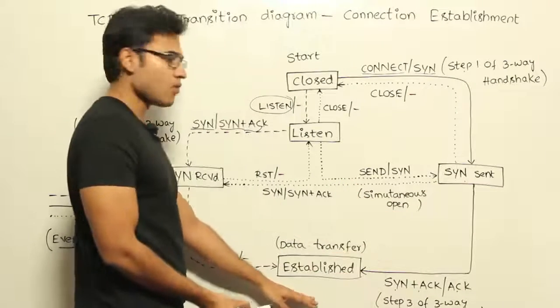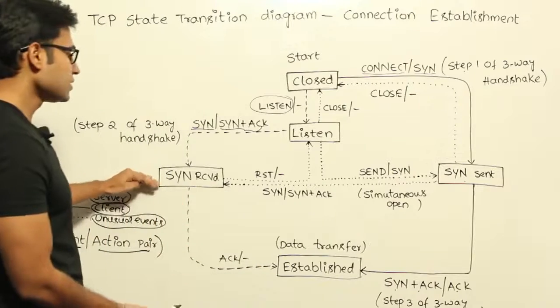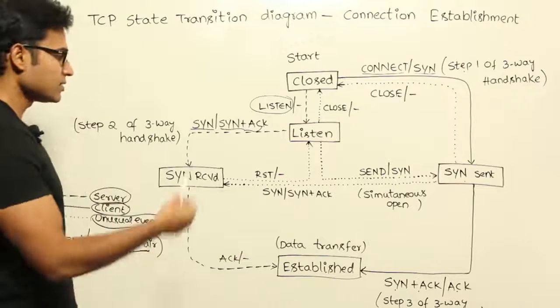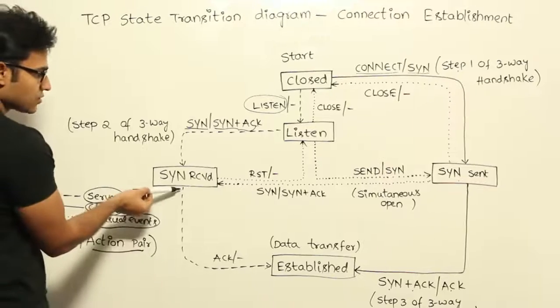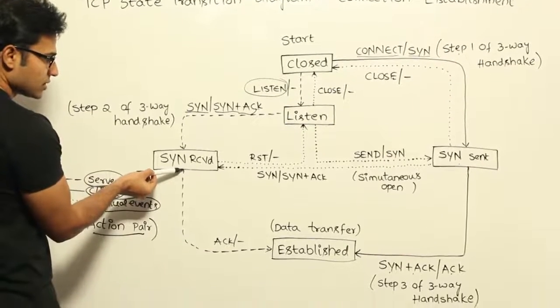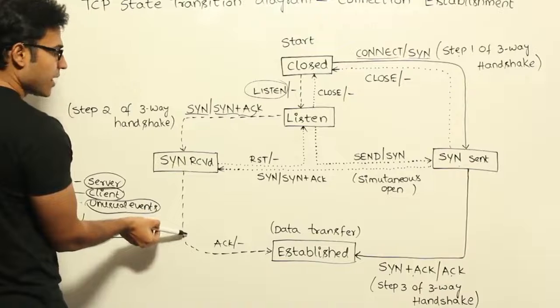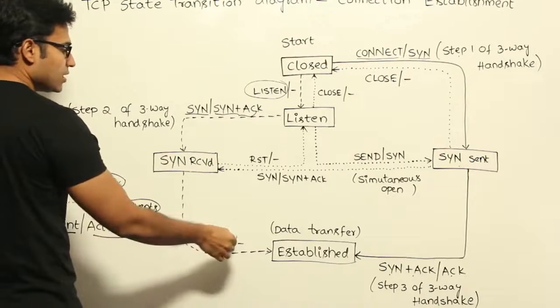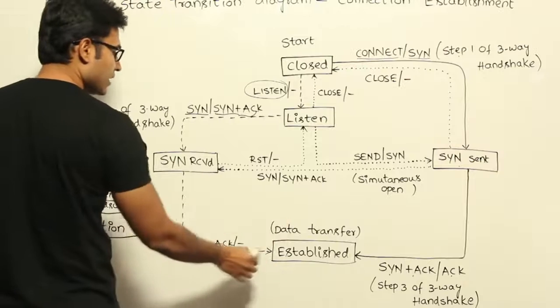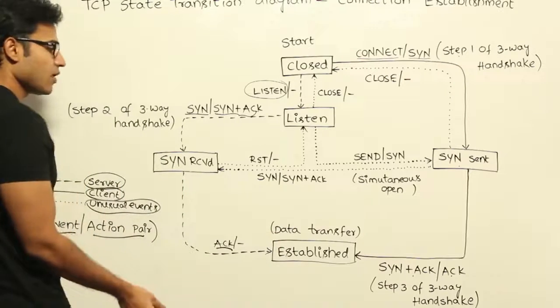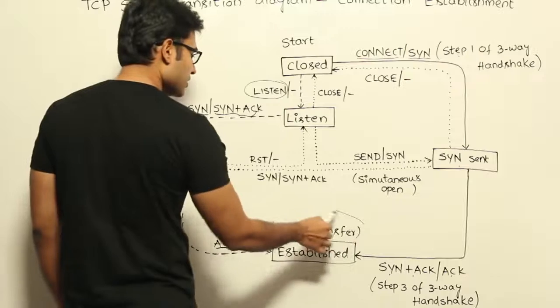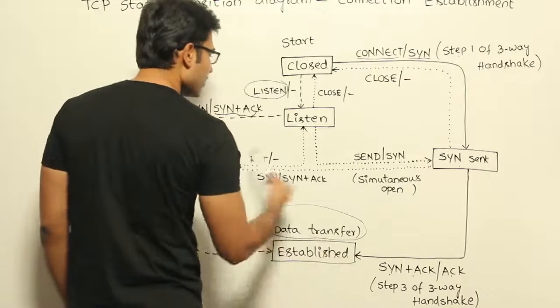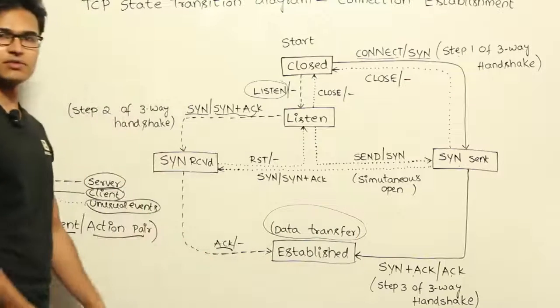Got it? Now, when will the server move from the SYN received to the established phase? Once it receives the acknowledgement from the other side. So, whenever the server receives the acknowledgement packet from the client side, this is the event, it need not send anything, so it will directly go into the established state. Once they both are in the established state, they will start the data transfer. That is where the data transfer is going to happen.